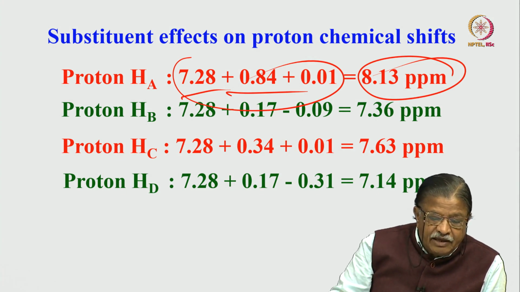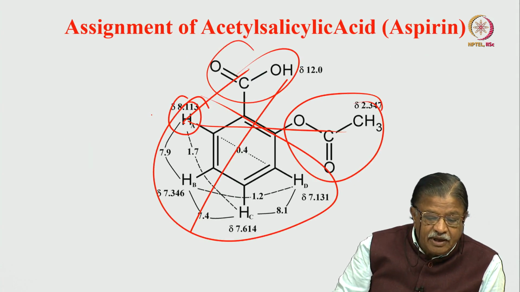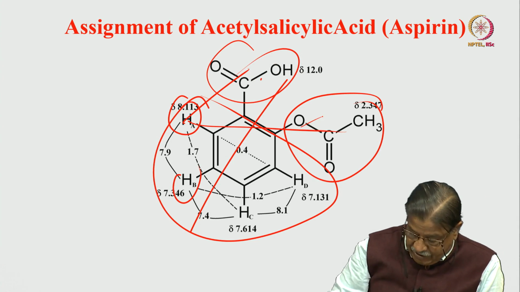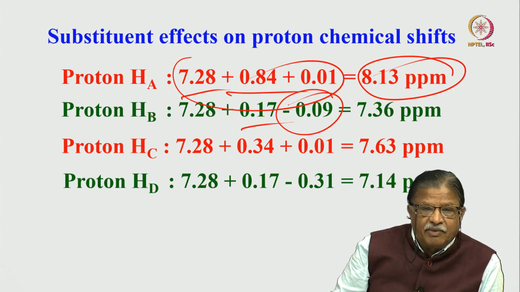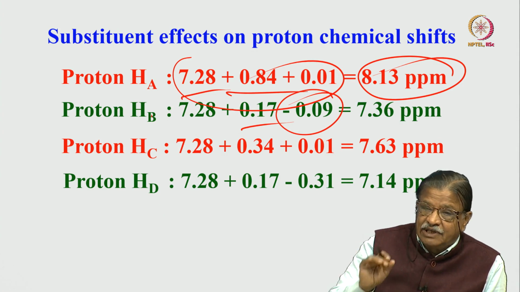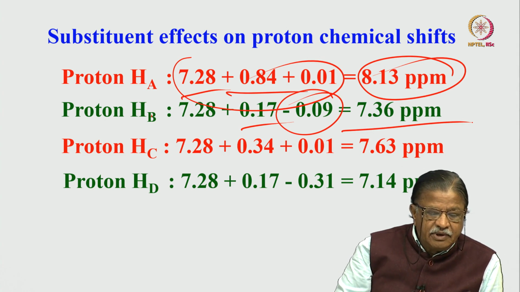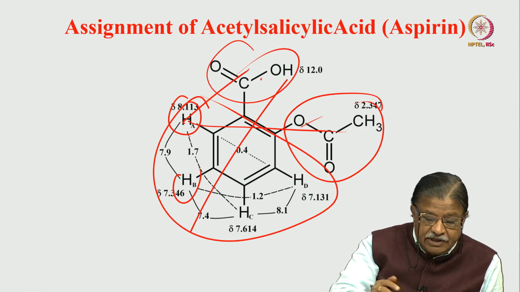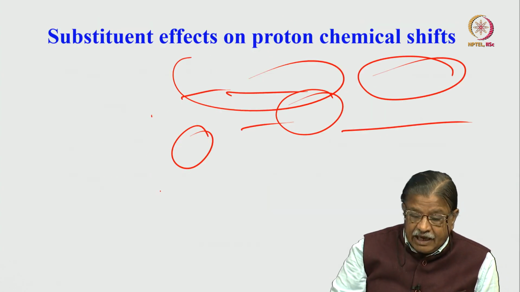Very good. Similarly, if you go to proton B, what happens? This one is in the meta position, the other in the para position. For the meta position it is 0.17, for the para position it is minus 0.9. You have to add. It is not always only additive, it is also subtractive. It turns out to be 7.36 ppm. Similarly, work out proton C. Proton C has one in the meta, one in the para, similar to B only. Exactly, you work it out.